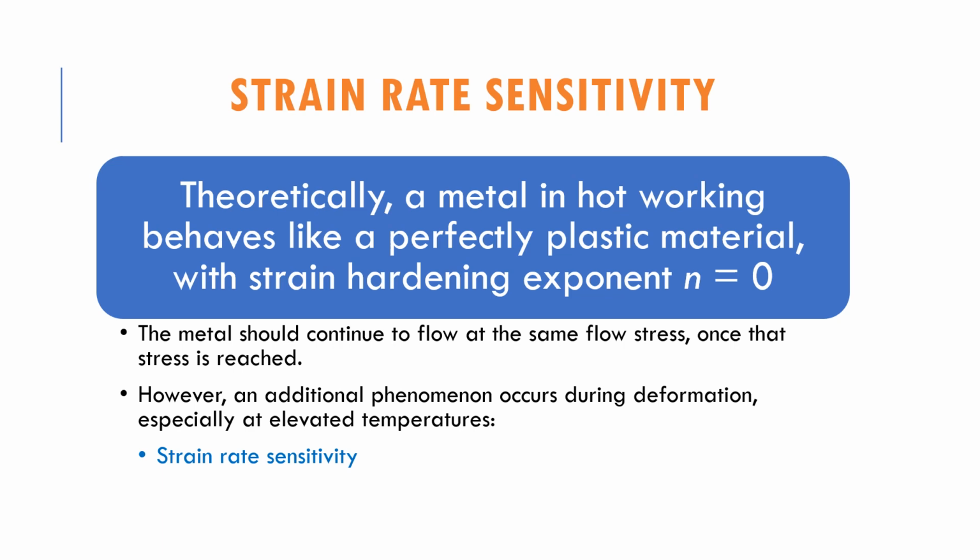So for strain rate sensitivity, theoretically a metal in hot working will behave as perfectly plastic. With the strain hardening exponent equal to zero, the metal should continue to flow at the same flow stress once the stress is reached. However, that is the ideal condition. An additional phenomenon will occur during the deformation, what we call strain rate sensitivity. This usually happens at elevated temperature.